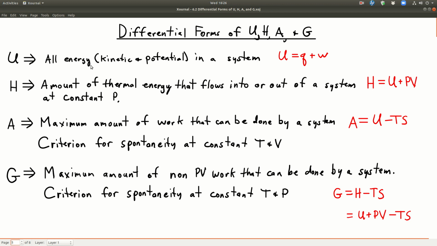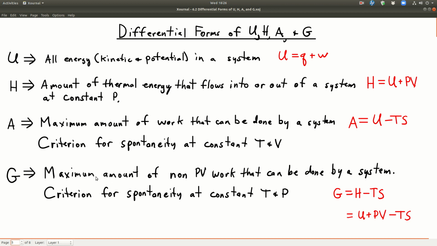Internal energy is all of the energy in a system, kinetic and potential, and it's equal to Q plus W. Enthalpy is how much thermal energy flows into or out of a system at constant pressure, and it's equal to U plus PV. Helmholtz energy is the maximum amount of work, total work, PV and non-PV, that can be done by a system. It also gives us a criterion for spontaneity at constant temperature and volume. And A is equal to U minus TS.